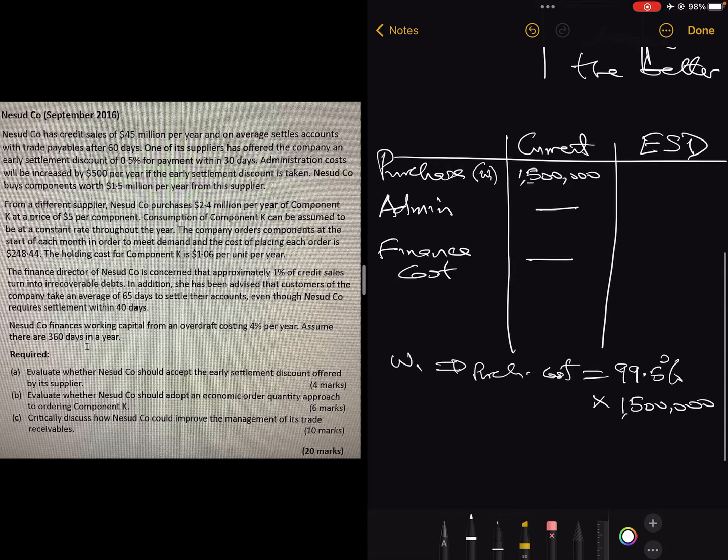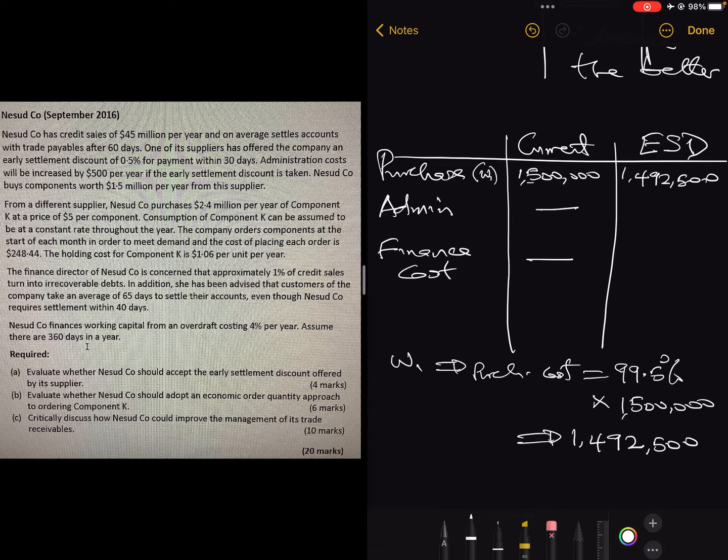Yeah, I got 99.5% because 100% minus 0.5% discount. And that will give us a purchase cost of 1,492,500. And that will be the new cost if we decide to go for early settlement discount. That's the purchase cost.